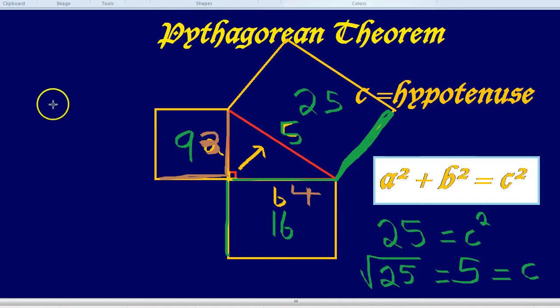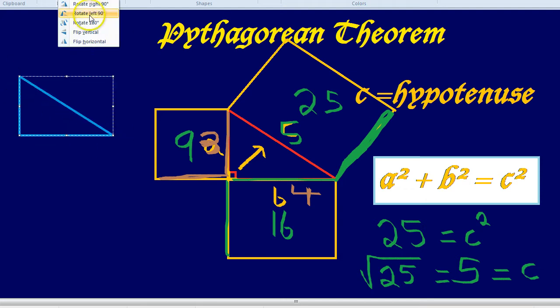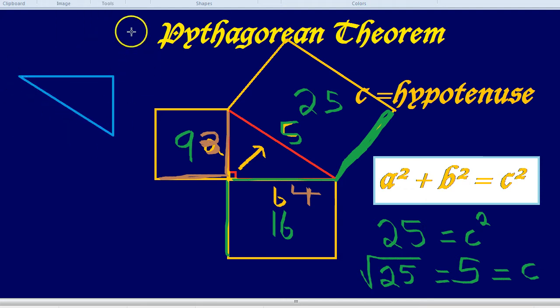Just to bed it in. Here's another right angled triangle. Now I'll flip it just to confuse you. Doesn't matter which direction it is. It's still Pythagoras because it's got the little right angle, the little box.